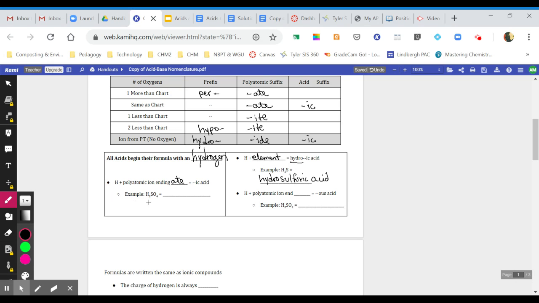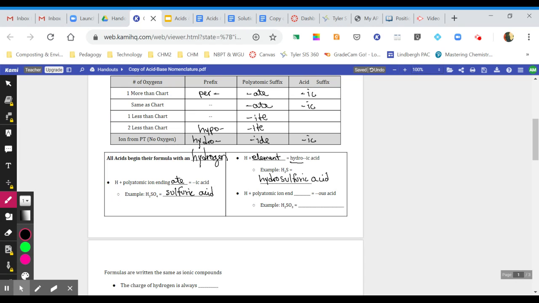So the example here is H2SO4. SO4 is sulfate. So we change that to sulfuric acid. The other polyatomic ions that end in ate, the per-ates, would also change to ic, but they keep their per prefix. So you could have per-sulfuric acid, which would be H2SO5.